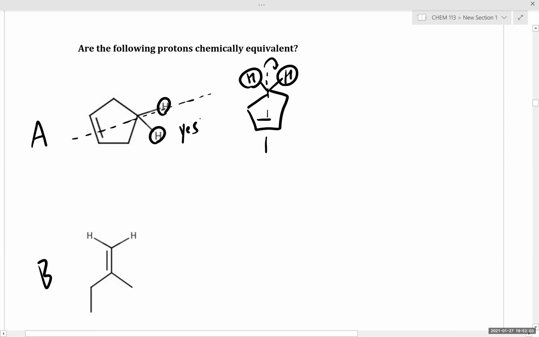For B, what does the class think? Are these two protons chemically equivalent in B? So I see a lot of people typing no, and you're perfectly right on that. If we try to draw a plane of symmetry, there is no plane of symmetry. These two protons are unique.